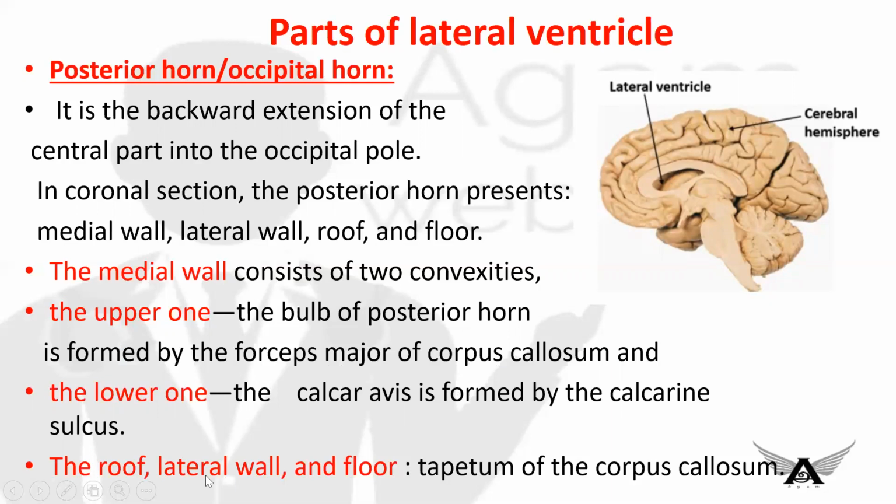Now we will have something easy. The roof, lateral wall, and floor, all three are formed by the tapetum of the corpus callosum. It is another part of the corpus callosum. So we will have medial wall, lateral wall, roof, floor. The medial wall will have upper convexity and lower convexity, and the floor, roof, and the lateral wall are formed by the tapetum of the corpus callosum.